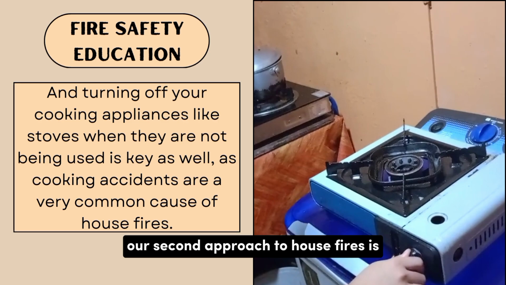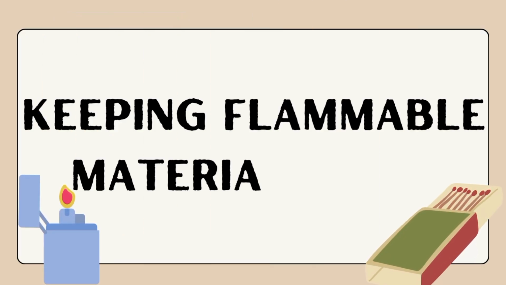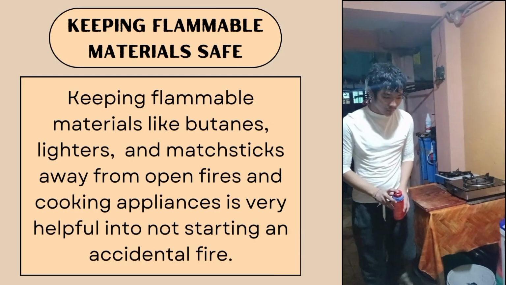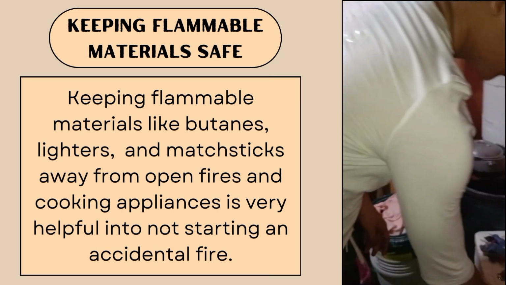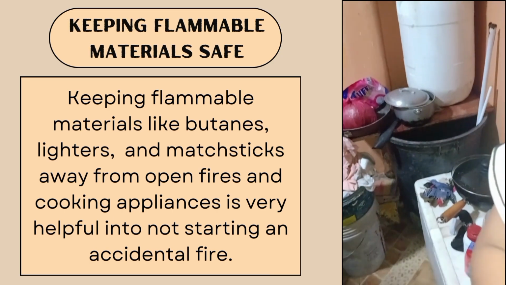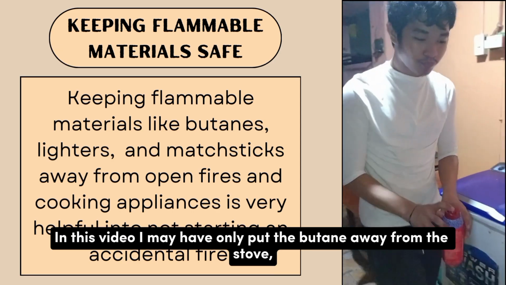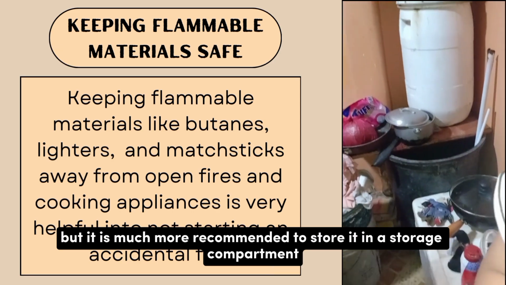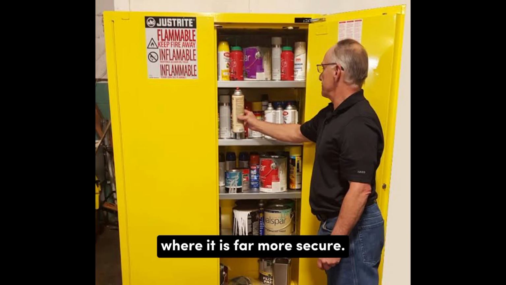Next, our second approach to house fires is keeping flammable materials safe. Keeping flammable materials like butanes, lighters, and matchsticks away from open fires and cooking appliances is very helpful in not starting an accidental fire. In this video, I may have only put the butane away from the stove, but it is much more recommended to store it in a storage compartment where it is far more secure.